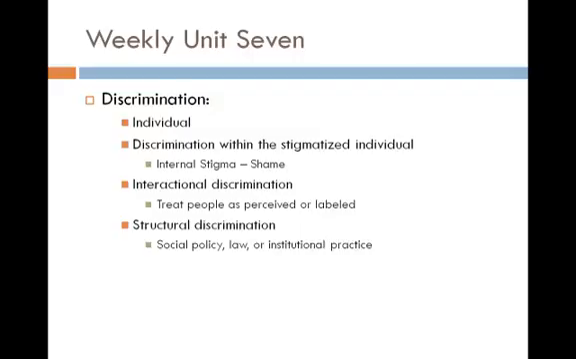Discrimination can also result in internal stigma. In other words, the individual internalizes stigma because they feel shame. Discrimination can also be interactional in that we treat people as they are perceived because we have labeled them in such a way that we automatically treat them in a certain way. And then there's also structural discrimination in that we are able to perpetuate discrimination through various levels in society because we may actually write that discrimination into social policy, we may write it into law, or we may write it into institutional practice.